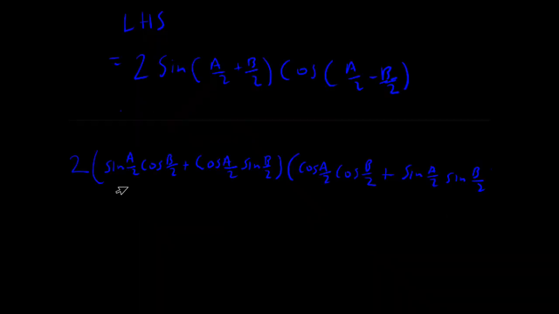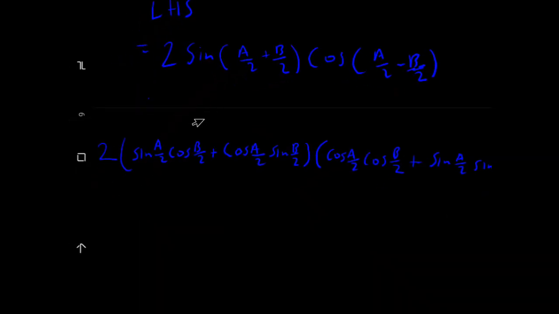So let's just multiply. I'm still going to have 2 outside, so it's just going to be 2 times a bigger bracket. So this times this stuff is literally going to be sine A over 2. So let me just write it as sine A over 2 cos A over 2. I'm just choosing to put the angles together, right? So sine and cos. You can write it either way, there is no problem. So cos B over 2, cos B over 2.